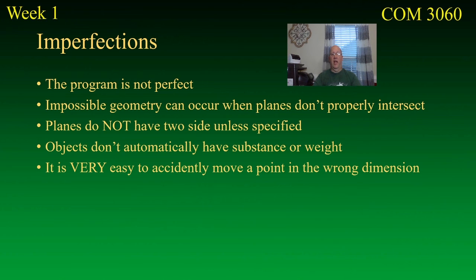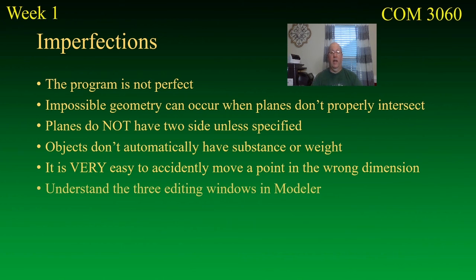It's very easy to accidentally move a point in the wrong dimension. And that is true based on the software, because the software is giving you lines and planes in all three axes that it can see. But you're also given another window which allows you to see the totality, which you can move around. And that is in another lecture, which I will put up here this week as well. And it's important to understand the 3D editing windows that come with the modeler program.